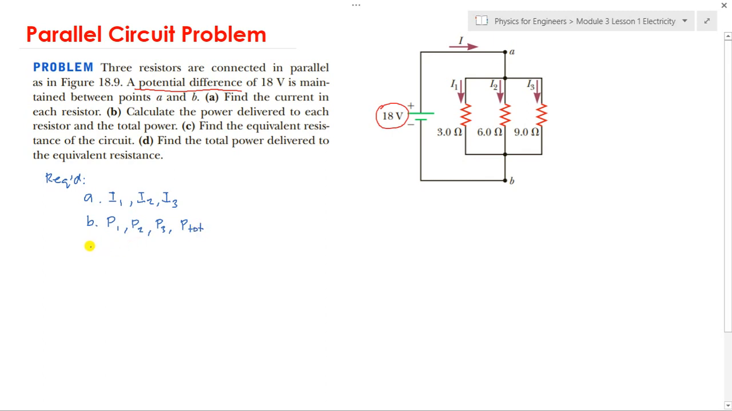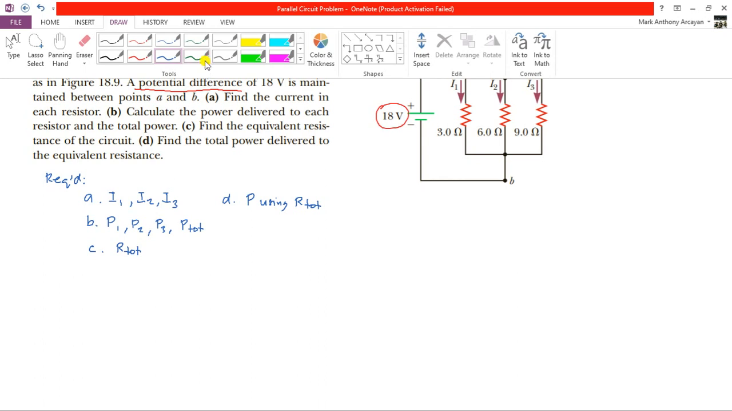For letter C, find the equivalent resistance of the circuit, that is the equivalent resistance, R total. For D, find the total power delivered to the equivalent resistance, so the power using the formula with R total. Okay, so the solution.